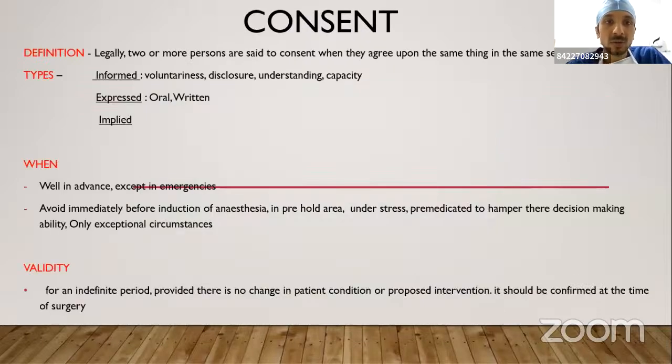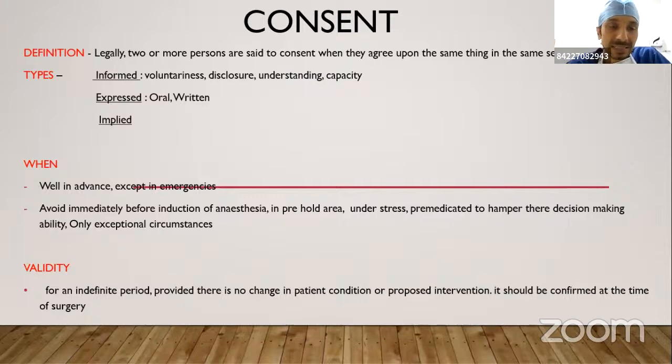Consent is when two or more persons agree upon the same thing in the same sense. There are different types of consent. Informed consent, in which there are four aspects that need to be considered. Voluntariness, that there is no coercion or pressure on the patient to take any decision. There should be a proper disclosure of the risk. The patient should be aware about the risk. The patient should understand what treatment is going to be given and what are the risks and benefits he can expect out of it. And the patient should have the capacity to make his own choices and should be able to retain that memory for long.